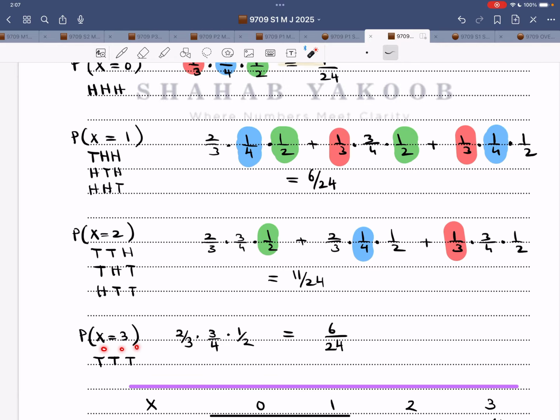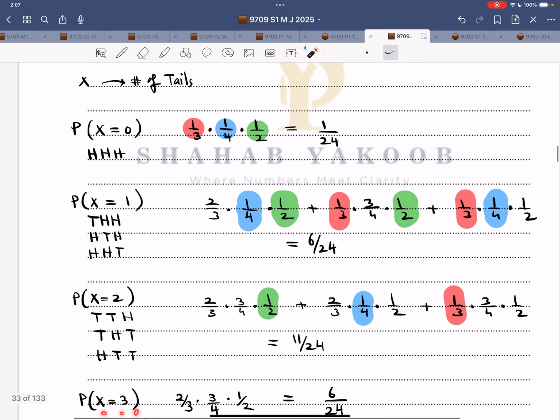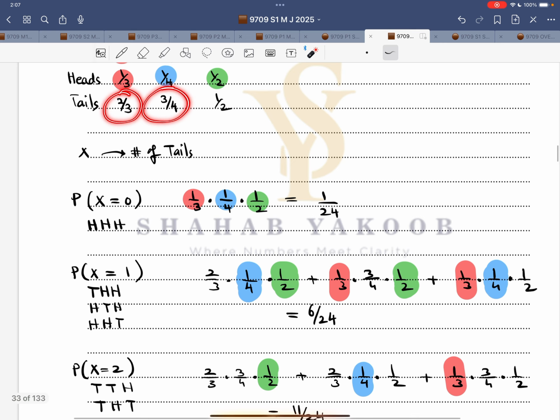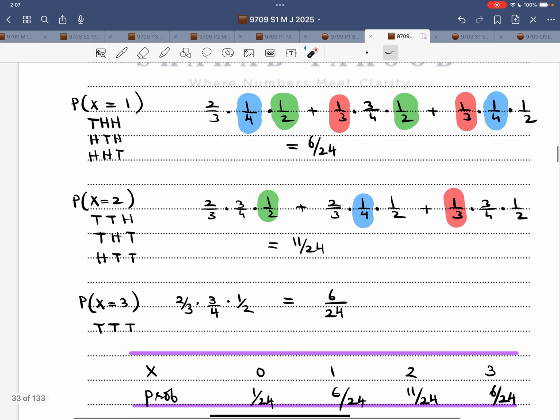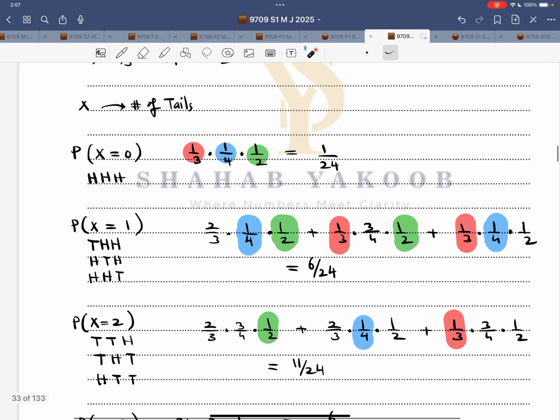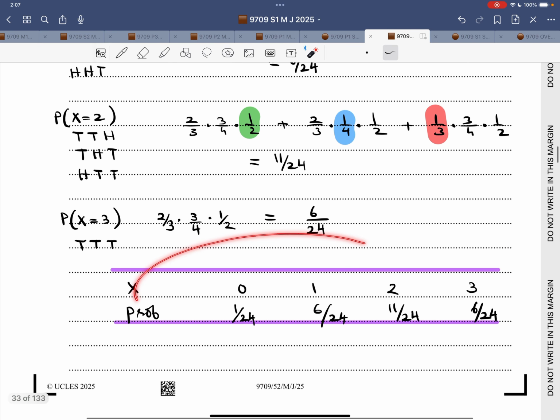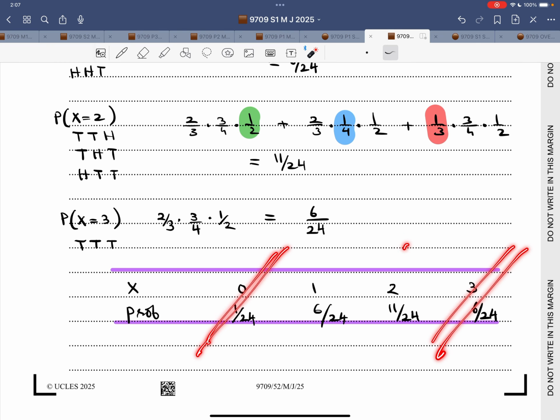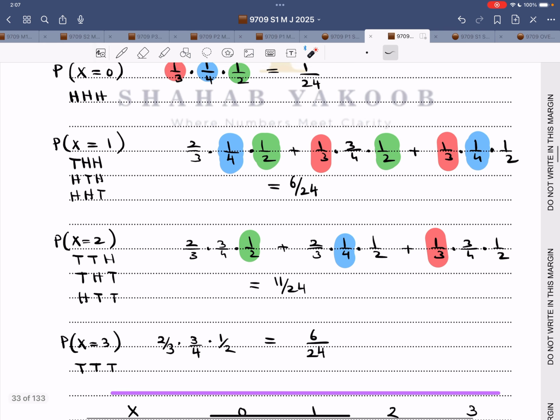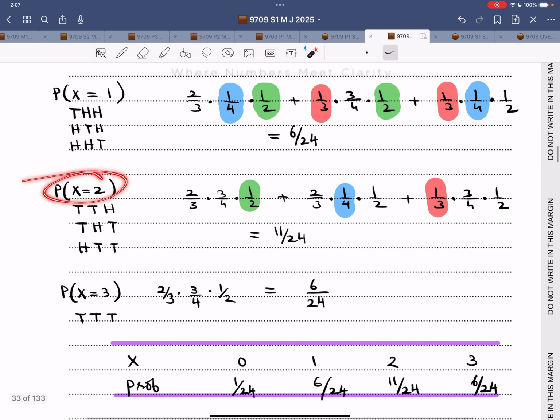Now from here, I'll go to the next easy one. That is probability x is equals to 3. 3 tails. So that is this thing, 2/3 into 3/4 into 1/2. That comes out to be 6/24. Now what I can do is that I can either evaluate this one or I can evaluate this one because my focus is to form this table. So if I have this probability, let's say if I evaluate this one, then this can be obtained by subtraction or vice versa. So let's say probability x is equals to 2.